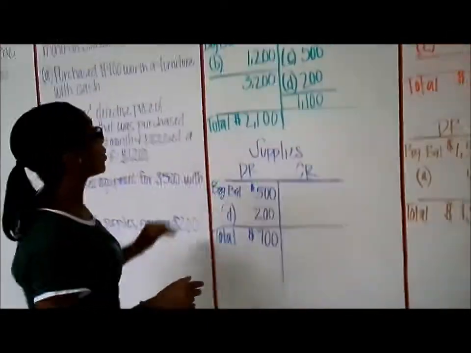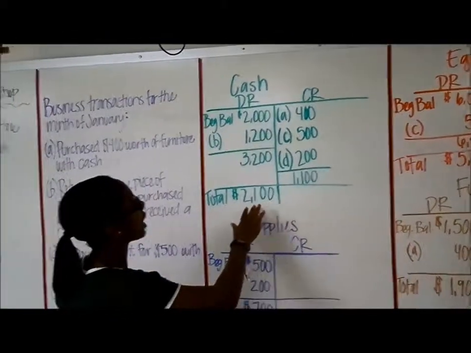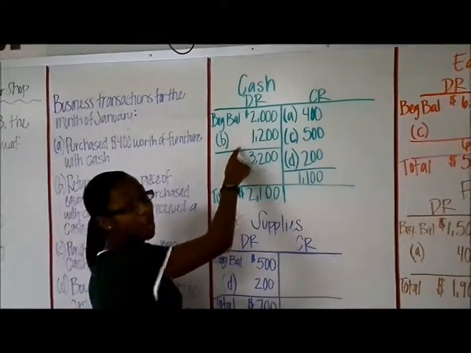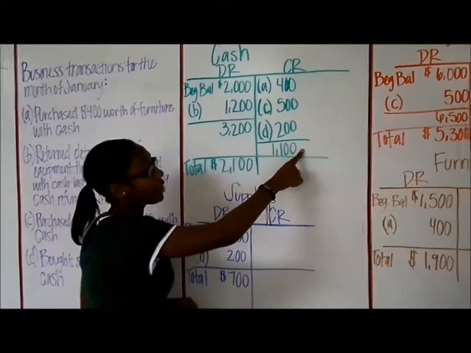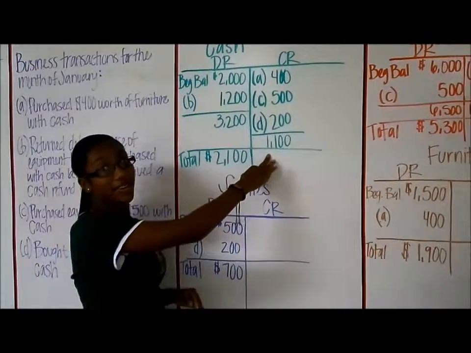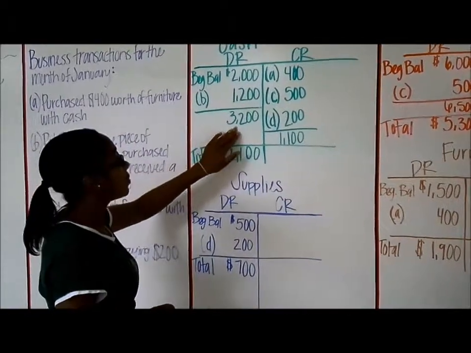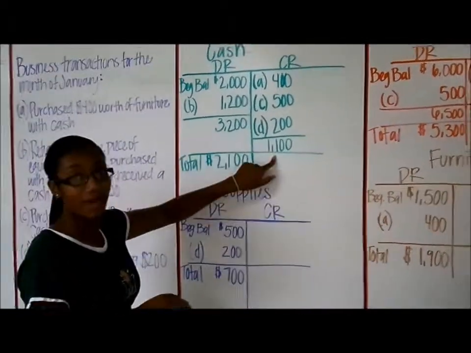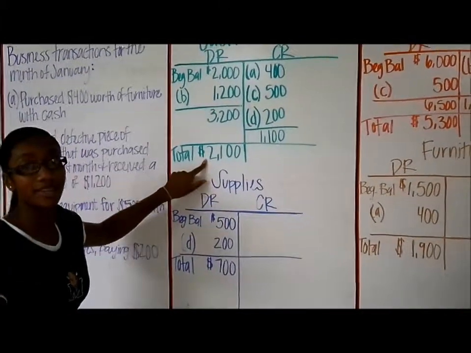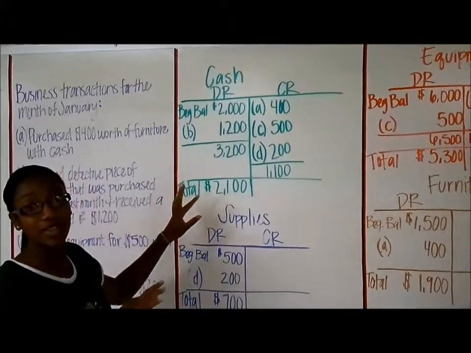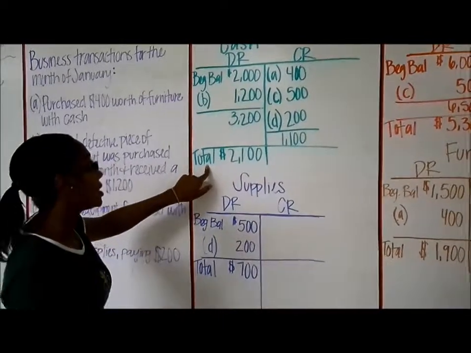So after posting each transaction, for the cash account, you would add up all the amounts you have on the debit side of the T account and all the amounts that you have on the credit side of the T account, and you would subtract the credit side from the debit side. So this would be $3,200 minus $1,100. So that would give you a total of $2,100. So for each asset account, the total should always be on the debit side of the T account.